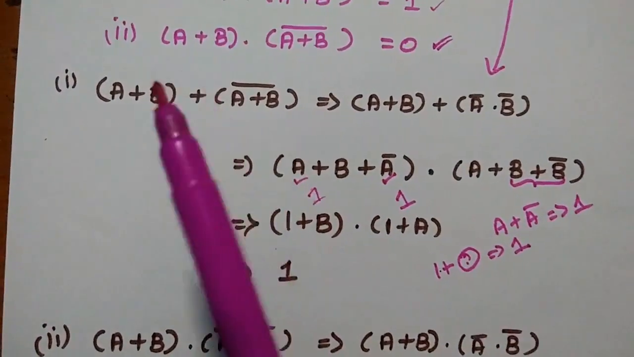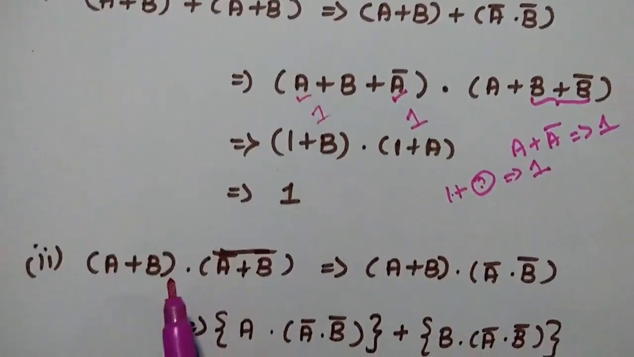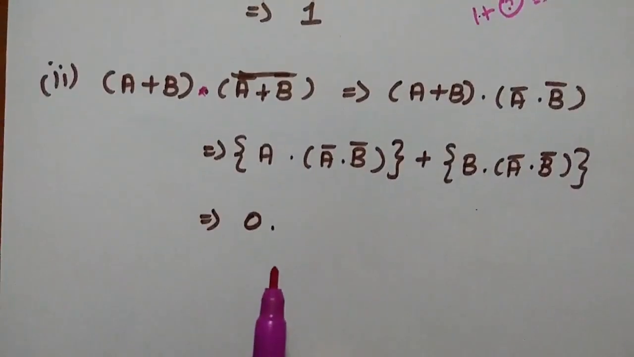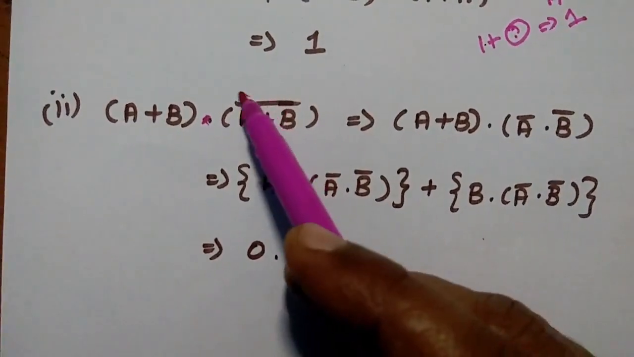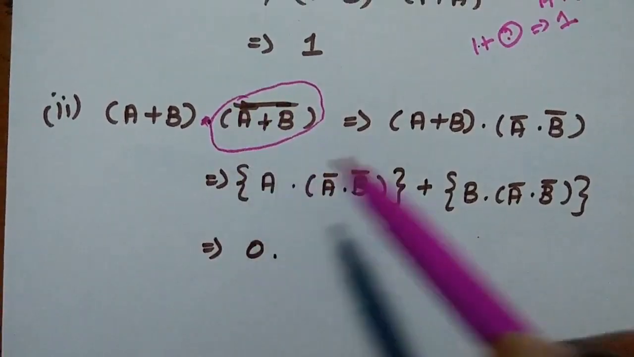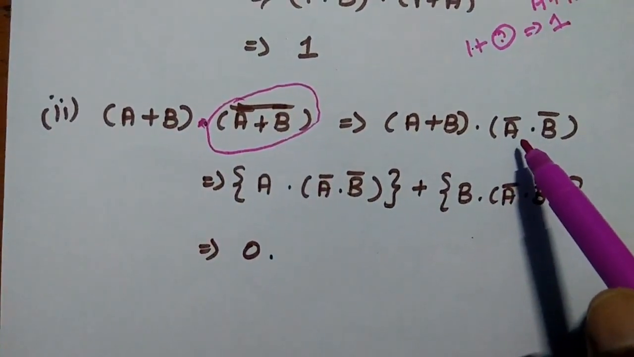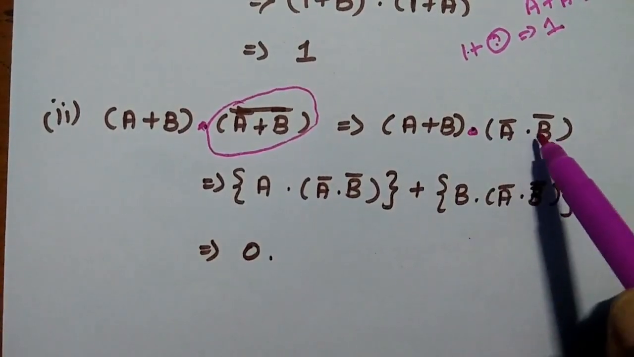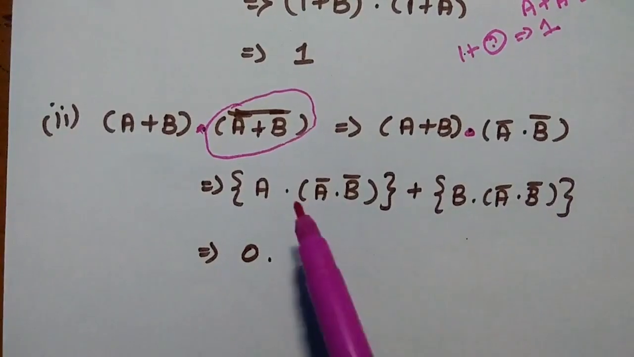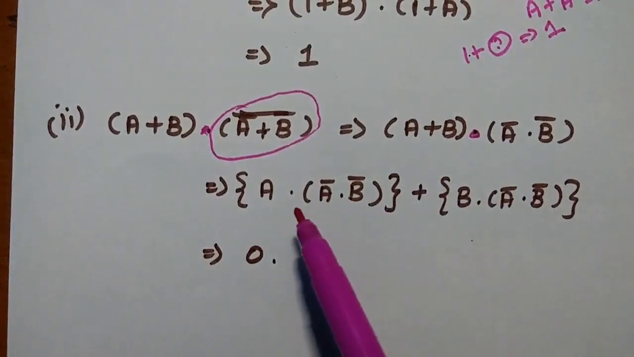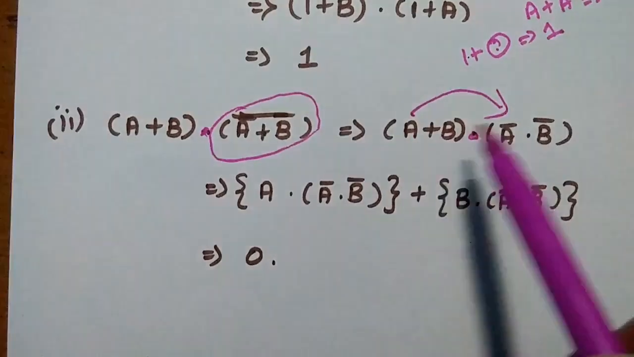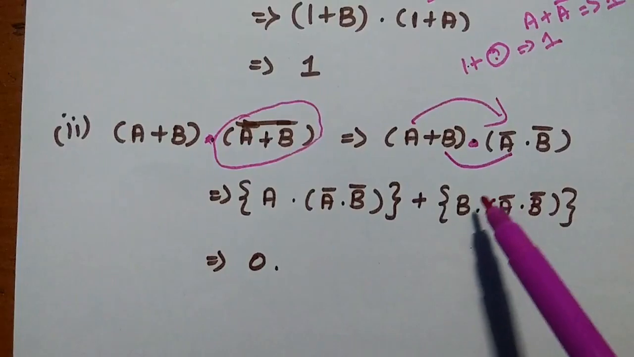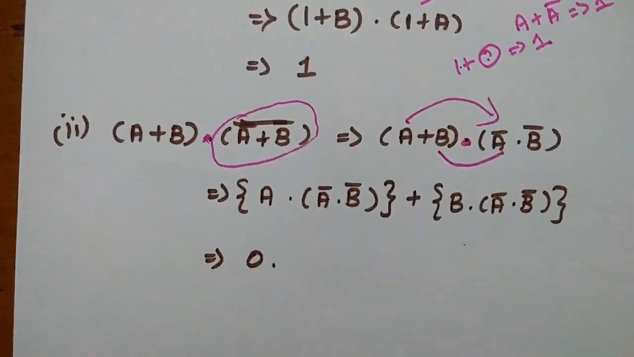For this second statement, take this left hand side: a plus b dot a plus b the whole bar. Correct. This is the second expression. Here again, by using DeMorgan's first theorem, this value can be replaced as a bar dot b bar. So a plus b dot a bar dot b bar. That can be written like this: a dot a bar b bar, then plus b dot a bar dot b bar.